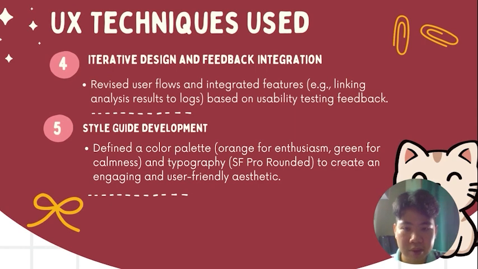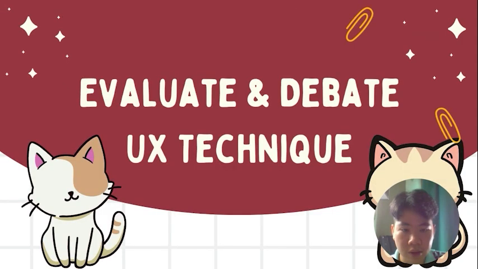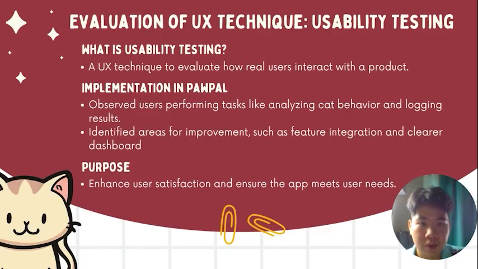The last UX technique is style guide development. They defined a color palette, like orange for tension and green for calmness, and typography in SF Pro Rounded, to create an engaging and user-friendly aesthetic. The next section is about evaluating and debating UX techniques. The first one is usability testing. So what is usability testing?